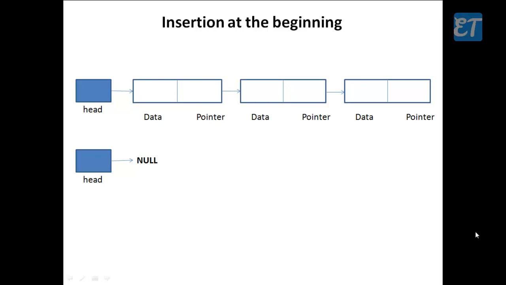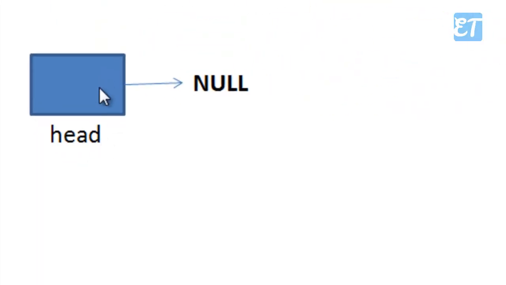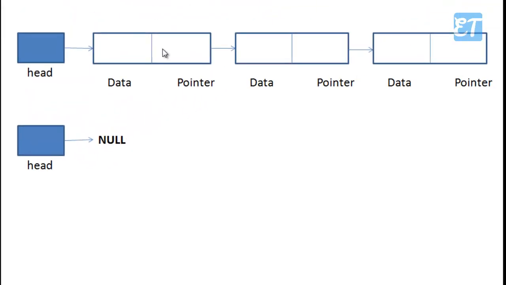Insertion at the beginning. To achieve this, we need to consider two cases. Case one is where the head points to null. That means there are no nodes in the singly linked list, no list itself, only head, and head points to null. The second case is where there is a list, and head is pointing to one node, and then that list continues. The first node points to the next node, and the second node points to the third node.